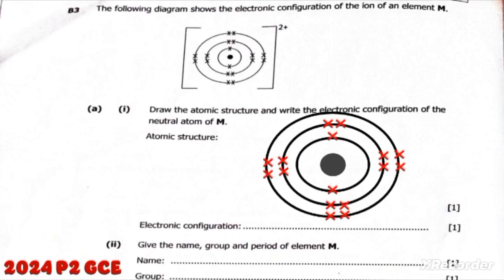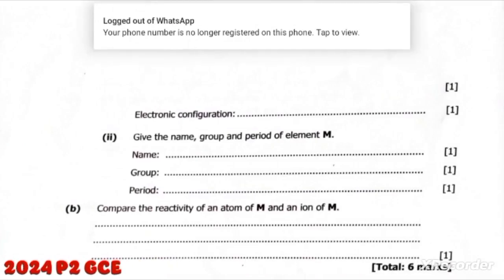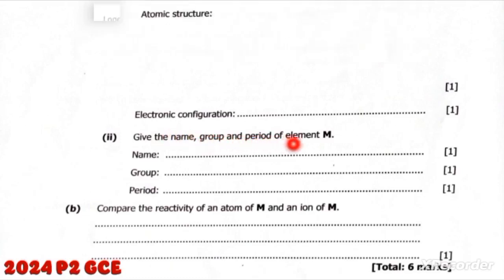The next question, we are also told to come up with electronic configuration. So to come up with electronic configuration, we are going to say 2, 8, 6. So we have answered this question. Let us move to the next question, which is question A, Roman numeral 2. Give the name, group, and period of element A.